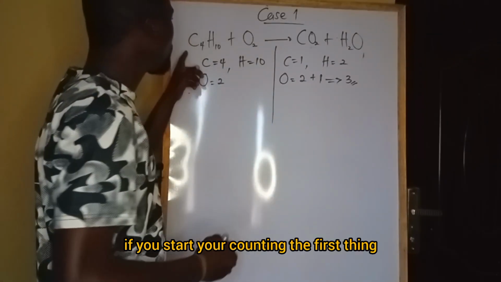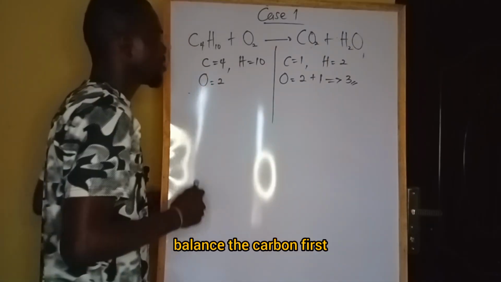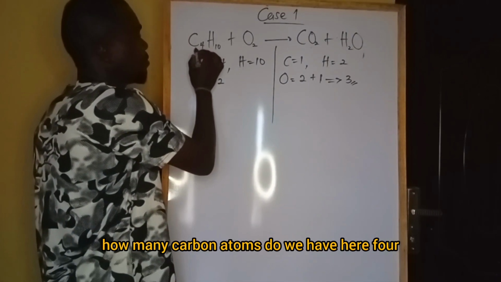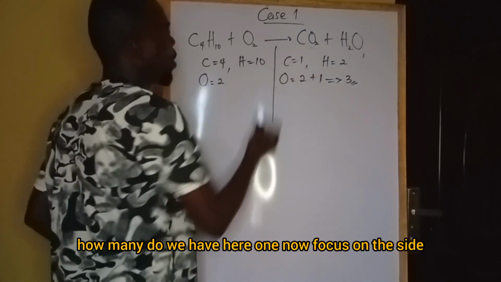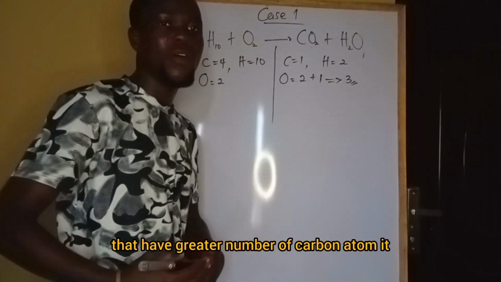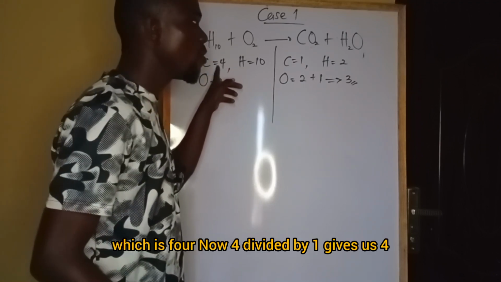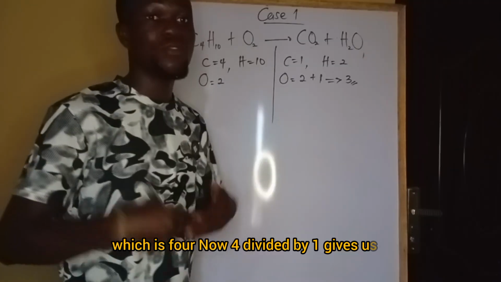Now, step two. In a combustion reaction, if you start your counting, the first thing you need to do is balance the carbon first. Balance the carbon first. How many carbon atoms do we have here? Four. How many do we have here? One. Now focus on the side that has the greater number of carbon atoms. It is this left hand side, which is four. Now four divided by one gives us four.